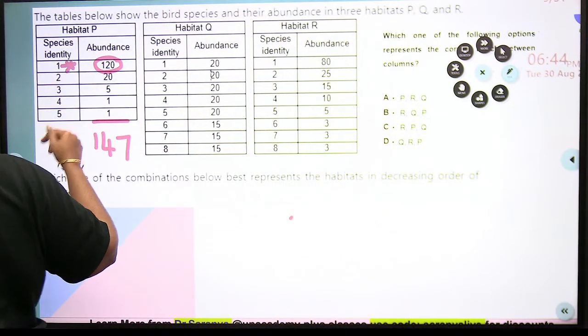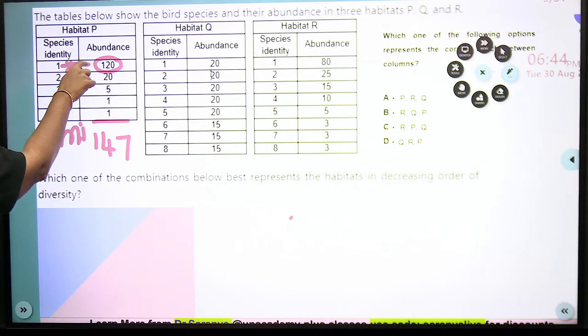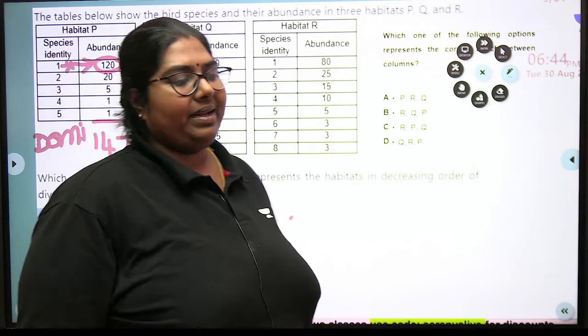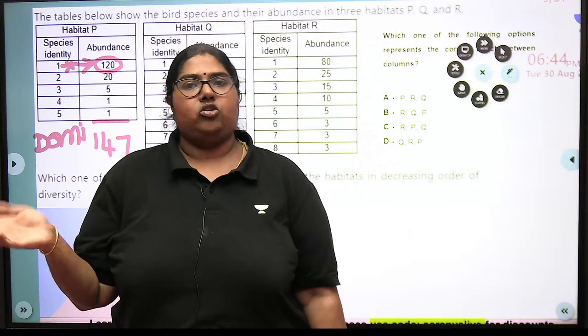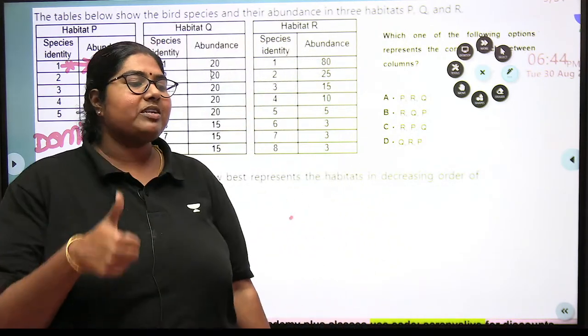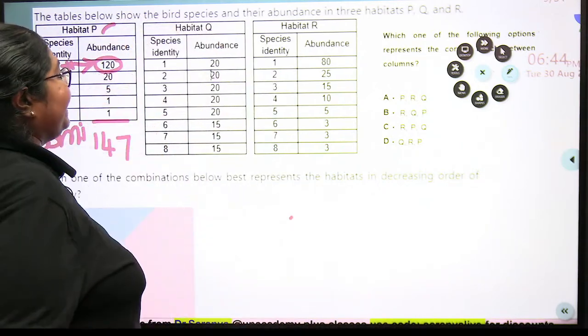So, this is dominant, isn't it? Because only one fellow is dominating this class, right? So, this is going to be the dominant one. If dominance is there, no diversity. Diversity means everybody should excel. That is diversity. Dominance means only one man show. So this habitat P is going to be dominant.